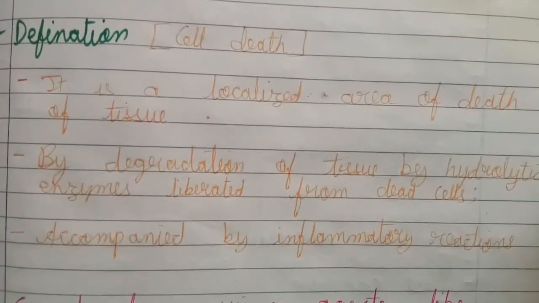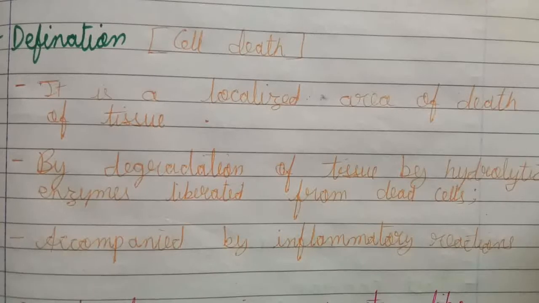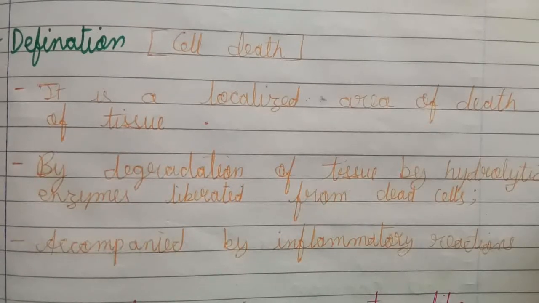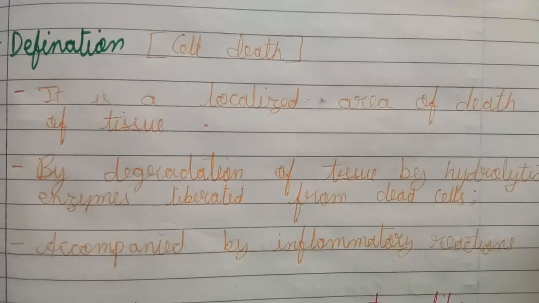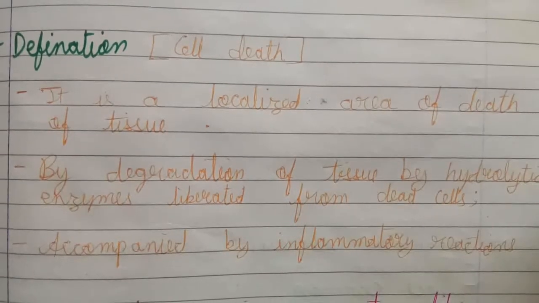So what occurs in necrosis? It is a localized area of cell death. As you know, the tissue gets degraded by the hydrolytic enzymes liberated from the dead cells, and then an inflammatory reaction takes place at that place. So this is all about necrosis. Let's move on to its types.